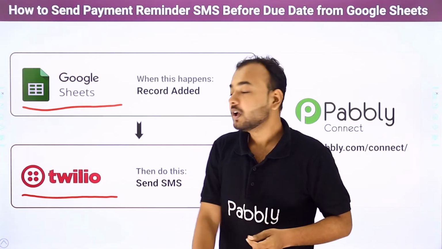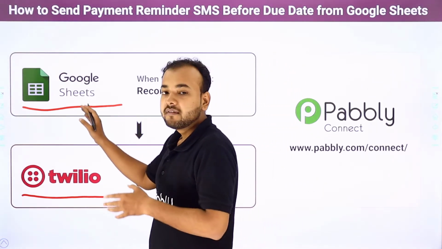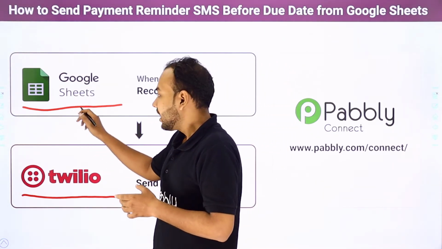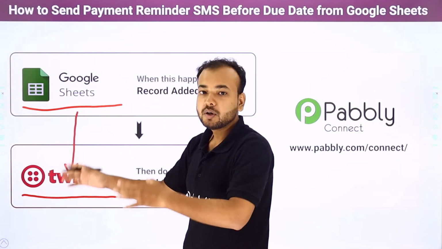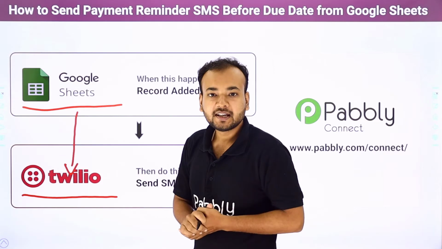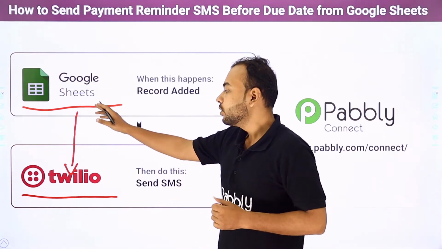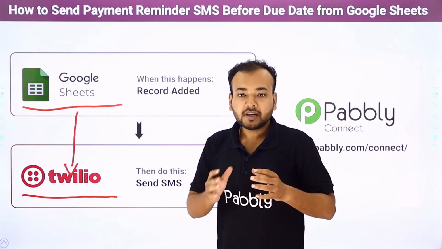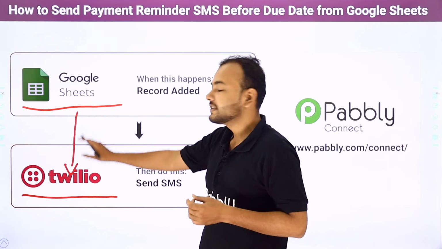What if I tell you that for the due dates that you have filled in a Google Sheet, when the dates approach, a reminder SMS from Twilio gets automatically delivered to the person who has to submit the payment. Yes guys, this can happen, and this can be done by connecting Google Sheets with Twilio. But the issue is there is no direct or native integration between Google Sheets and Twilio.